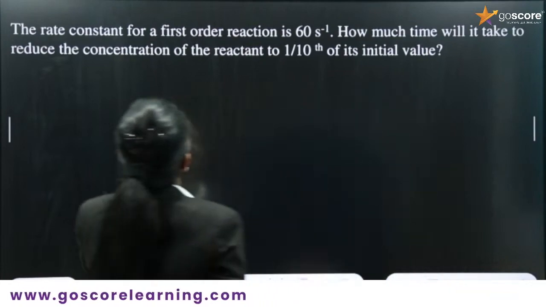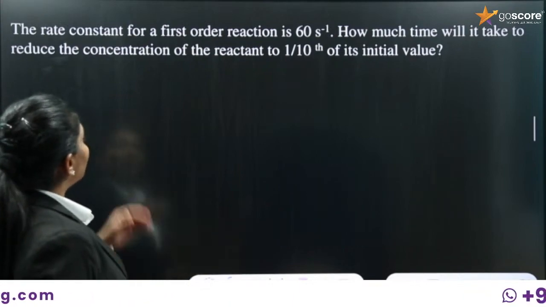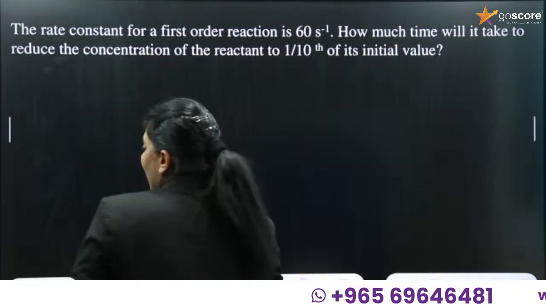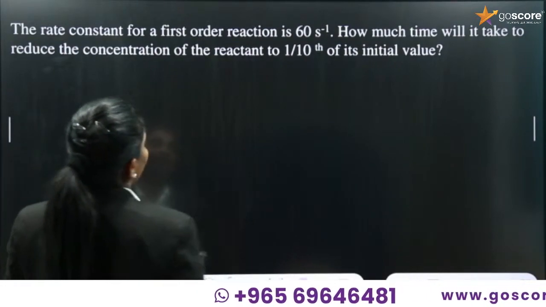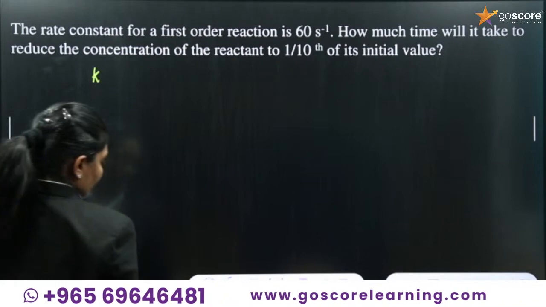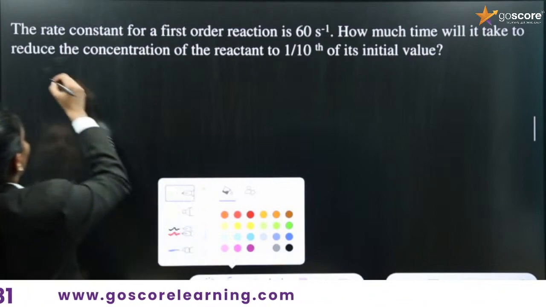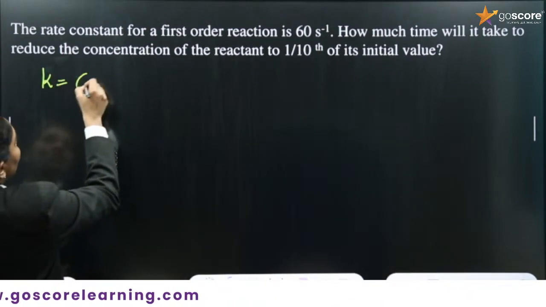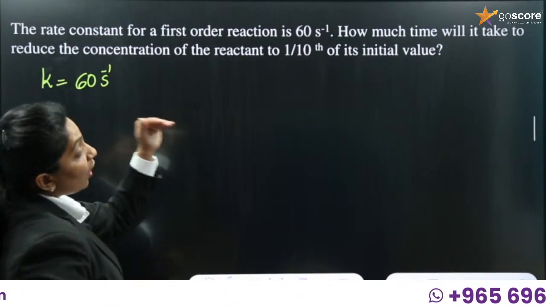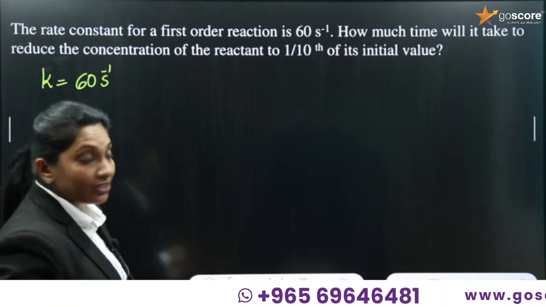Here, the rate constant for a first order reaction is 60 second inverse. How much time will it take to reduce the concentration of reactant to 1/10th of its initial value? Okay. So here the rate constant K is equal to 60 second inverse. Okay, it's a first order reaction. How much time will it take to reduce the concentration of reactant to 1/10th of its initial value?